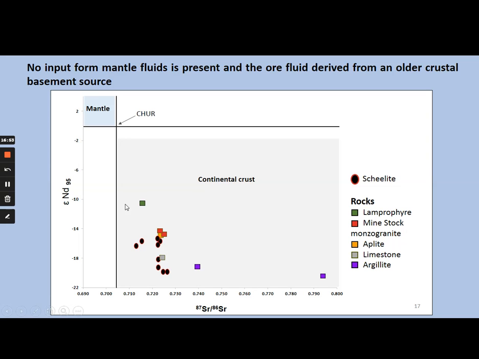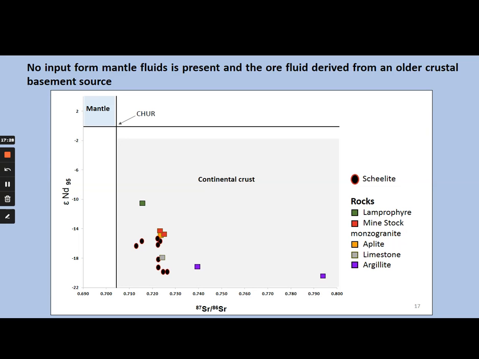Even the Lemprofire dike in green here, which is the rock that was most likely to provide an indication of metal input in the area, has a crustal signature. For the neodymium isotopes, we can see that the Lemprofire dike has the highest epsilon neodymium value. It is followed by the Manstock monzogranite and aplitic dike. Then we have scheelite, limestone, scheelite again, and some argillites with the lowest epsilon neodymium values.